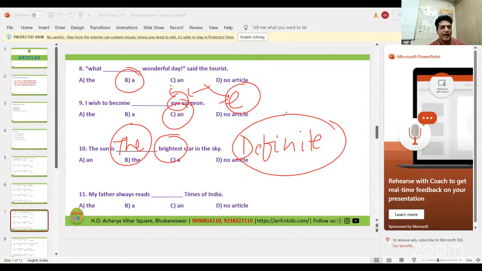My father always reads dash Times of India. What can be the answer of this? My father always reads a particular newspaper. Now, so it is talking about one specific newspaper, right? It is talking about one specific newspaper, and that newspaper is Times of India. So it is the Times of India, right? It is the Times of India.